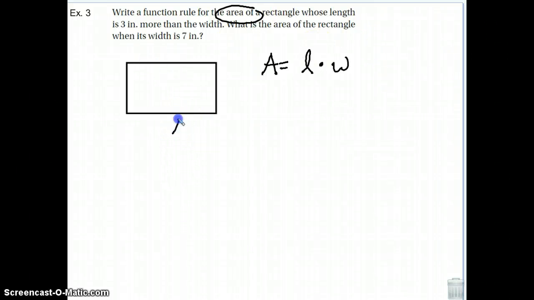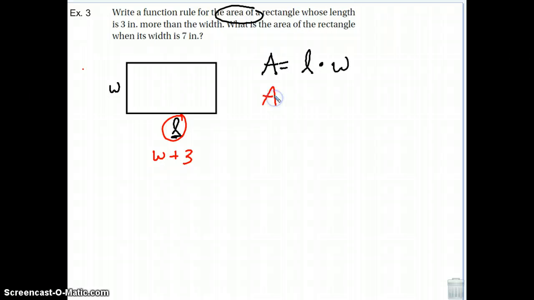So I'm just going to label like I did before, this is length and this is width. Now what do we know? We know that the length, which is right here, is 3 inches more than the width. So another way I could say that is the length is actually the width, whatever the width is, plus 3. Now, some of you would think it would be easy, I just got to solve this. But they said, what is the area of the rectangle when the width is 7 inches?